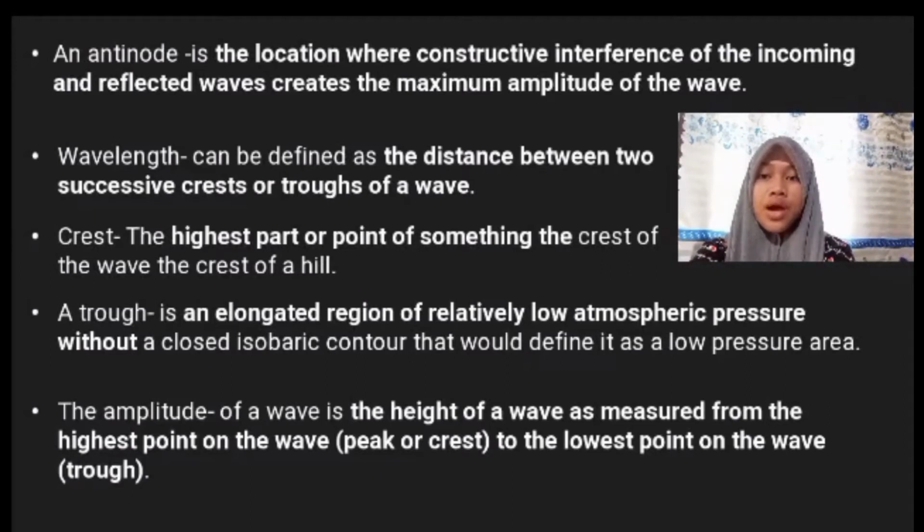A trough is an elongated region of relatively low atmospheric pressure without a closed isobaric contour that would define it as a low pressure area. The last is the amplitude. The amplitude of a wave is the height of a wave as measured from the highest point on the wave, the peak or crest, to the lowest point on the wave, the trough.